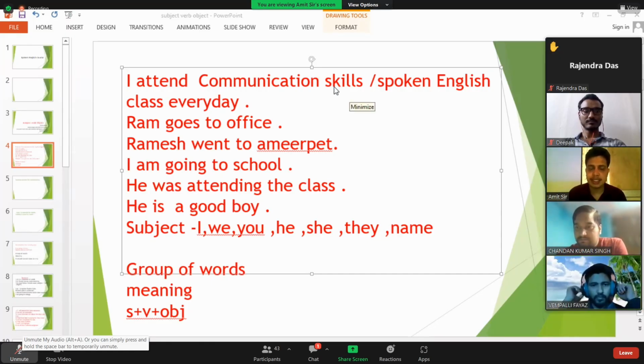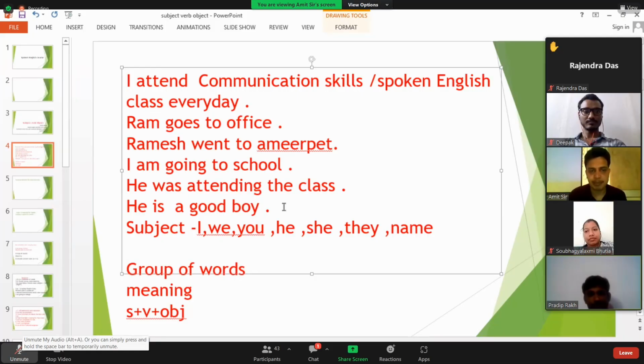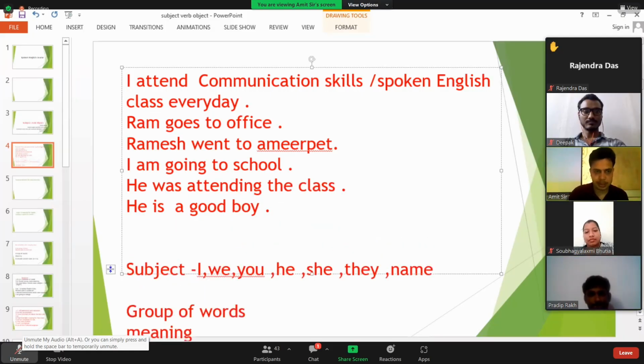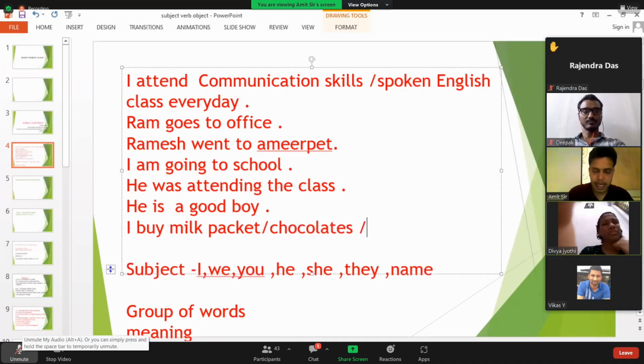And the second thing is the work, almost like 100 work. I'll upload all those things in your Google Classroom. And then in case of object, it's up to you. For example, if I write I buy, whatever you buy, even I buy milk packet, or even you can say I buy chocolates. Or I buy vegetables. Whatever you do, according to the verb.